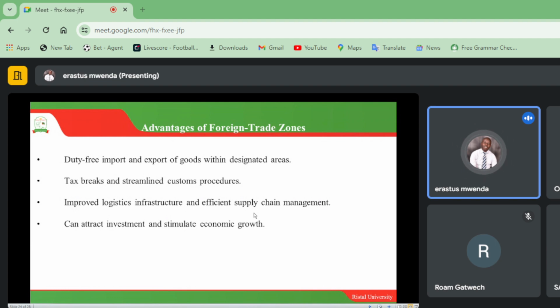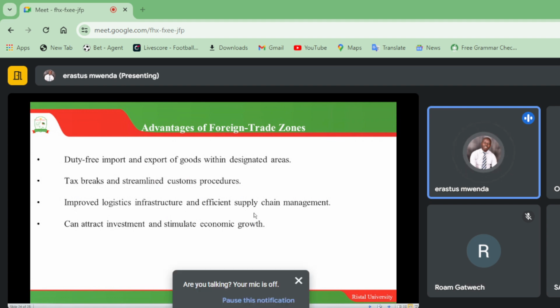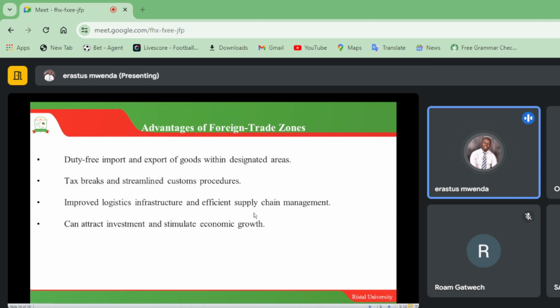For example, you could also face some tax benefits. Maybe you are a huge importer of an item. Sometimes governments are also going to do what they call zero rating of certain products. So if you are in line with that product, then you are going to benefit. The other one is improved logistics infrastructure and efficient supply chain management. And finally, as an advantage, you are able to attract investment and stimulate economic growth.